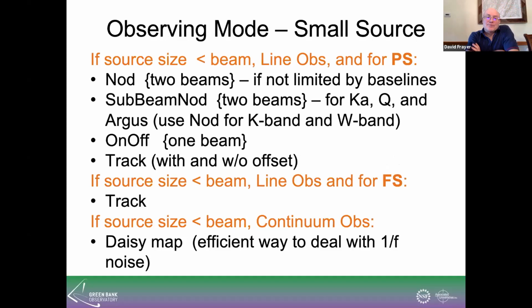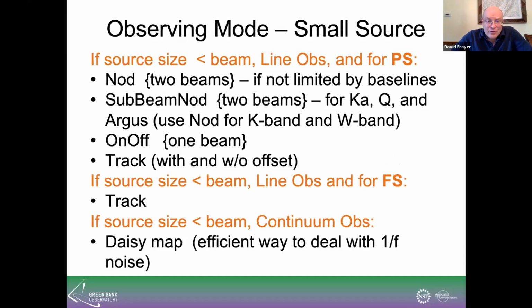Observing mode: if you have a small source, meaning the source is smaller than your beam, you want to do line observations and position switching, and then you have to pick, there are different modes you can pick. If you have a multi-beam receiver, with 2 or more beams, you can do nod, which is using the antenna to nod between the 2 beams for position switching.